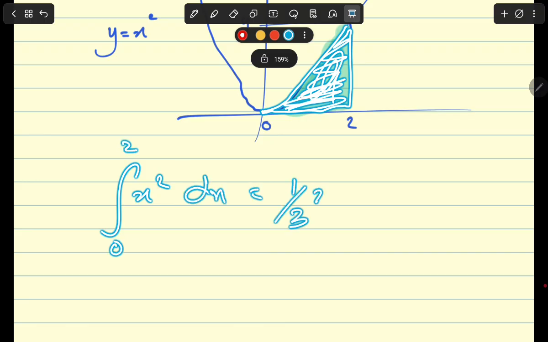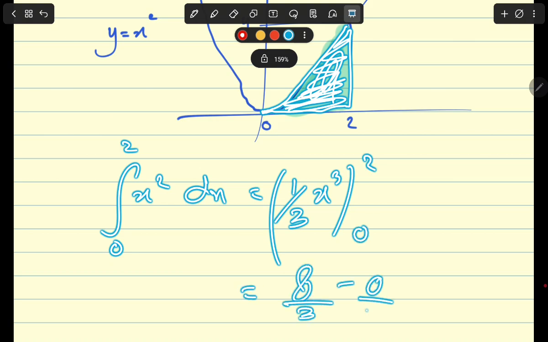So this becomes 1 upon 3 x cubed. Put the limits 0 to 2. So this becomes 8 upon 3 minus 0 upon 3. So the answer is going to be 8 upon 3 square units, right?